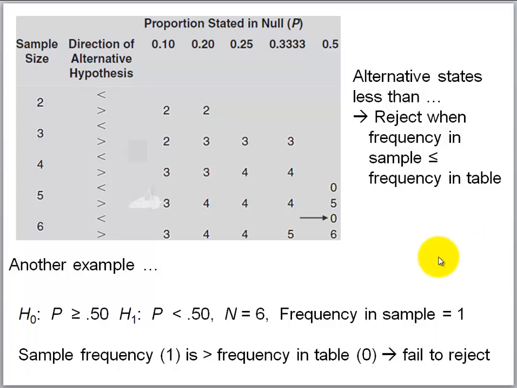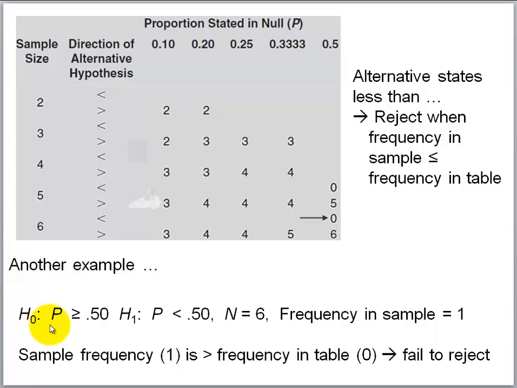And we do need to consider the situation where the alternative states less than. Our prior example was one in which the alternative stated greater than. So the decision rule when the alternative states less than is to reject the null when the frequency in the sample is less than or equal to the frequency in the table. So here's another example.